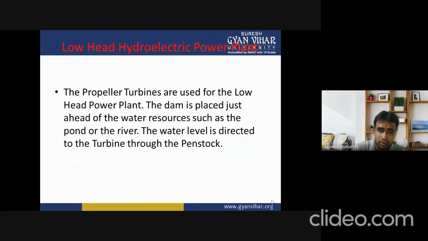in which the penstock is connected through the dam in a lower part. So these types of hydroelectric power plant are called low head hydroelectric power plant, and they are used for reservoirs, rivers, and some particular applications.